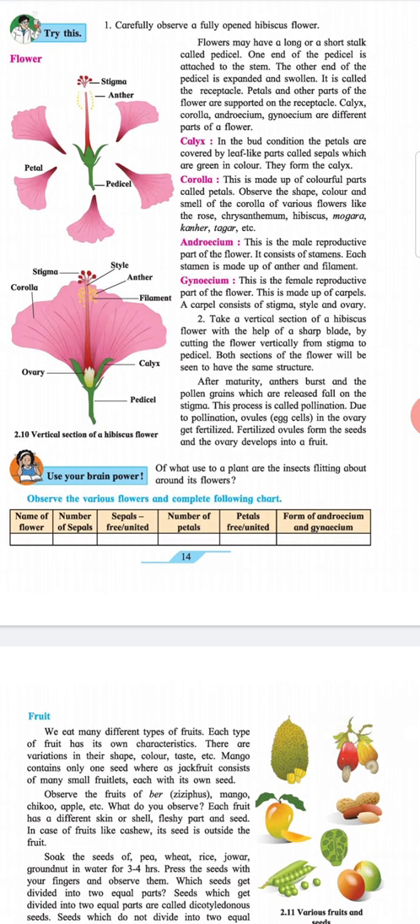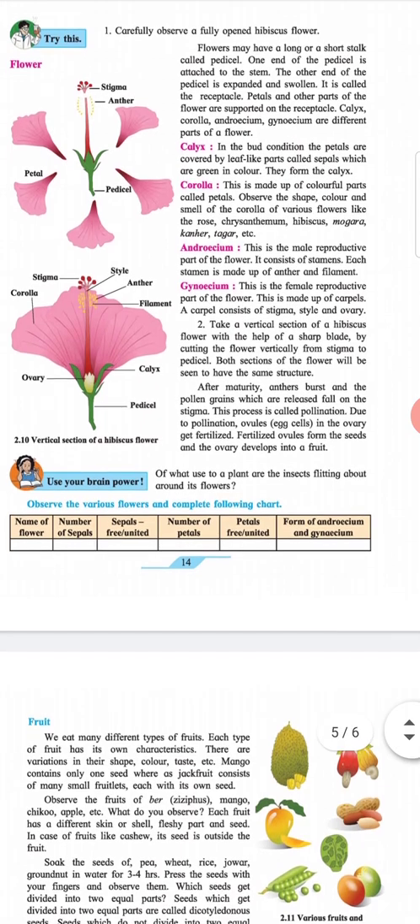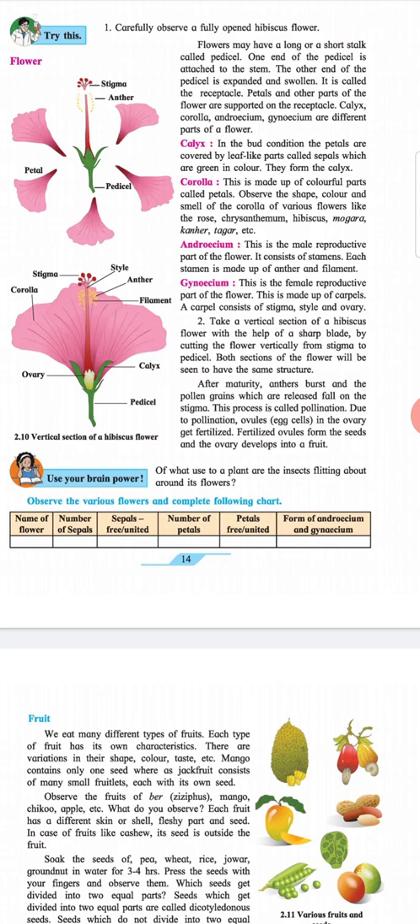Try this. Carefully observe a fully opened hibiscus flower. Flowers may have a long or a short stalk called pedicel. One end of the pedicel is attached to the stem. The other end of the pedicel is expanded and swollen. It is called the receptacle. Petals and the other parts of the flower are supported on the receptacle. Calyx, corolla, androecium, gynoecium are different parts of the flower.